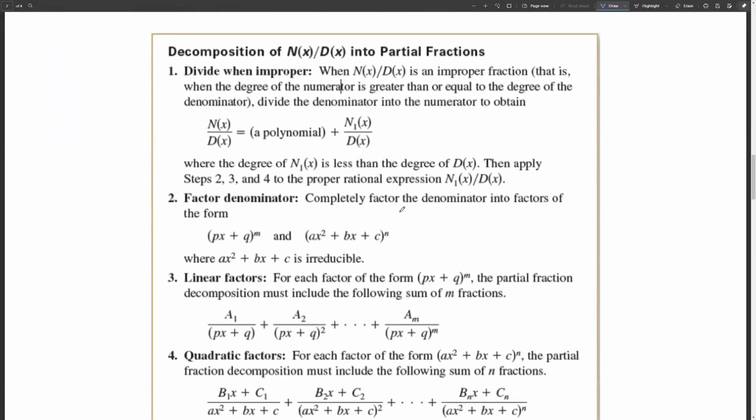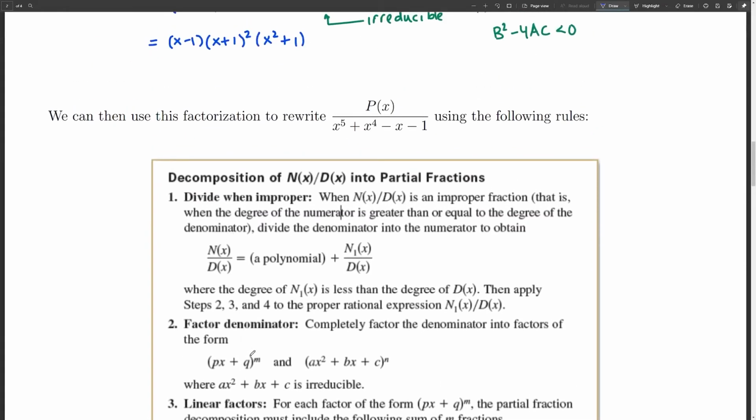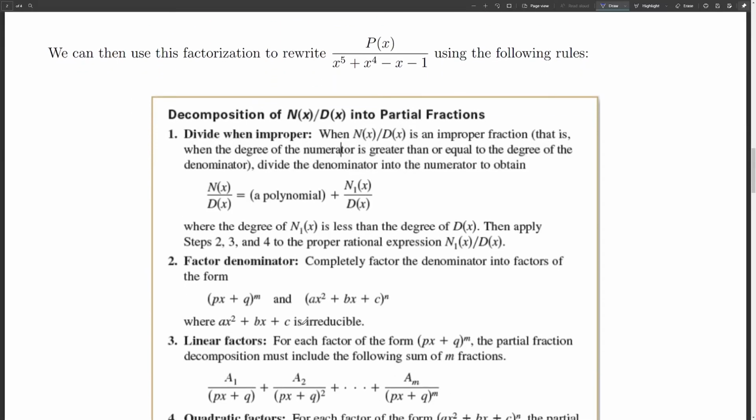Then the next step is to factor the denominator. And when you factor the denominator, you'll end up with factors of the form px plus q to a power. So in this previous example, we have 2 of those. And then also we have some irreducible quadratic factors, and we have an example of that too.